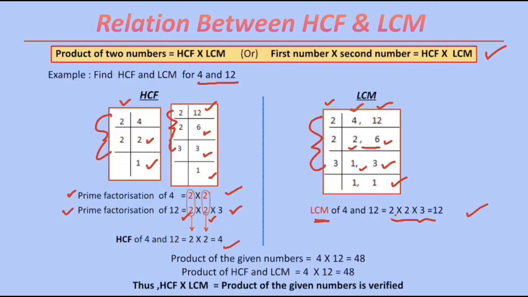Now we will verify the values with the formula. The product of the given numbers, that is 4 and 12, 4 into 12 is 48. And the product of HCF and LCM, where HCF is 4 and LCM is 12, 12 into 4 is 48. So both are equal. The product of the given numbers is equal to HCF into LCM. So the formula is verified by this example.